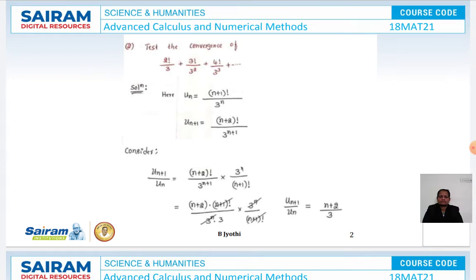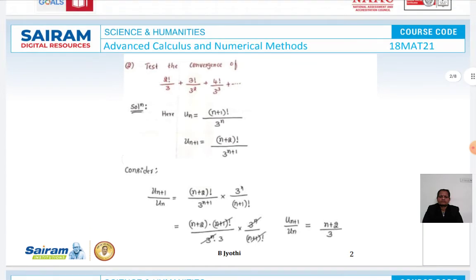Test the convergence of the series 2 factorial by 3 plus 3 factorial by 3 square plus 4 factorial by 3 power 3 plus etc. So here the un will be (n plus 1) factorial divided by 3 power n and un plus 1 will be (n plus 2) factorial divided by 3 to the power of n plus 1. Now let us consider un plus 1 divided by un.